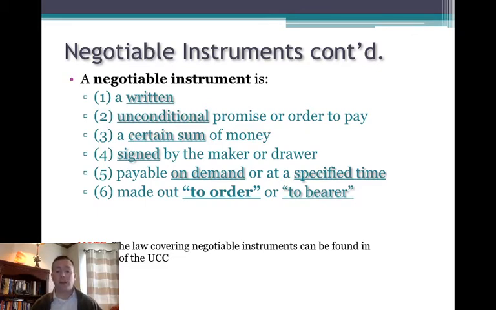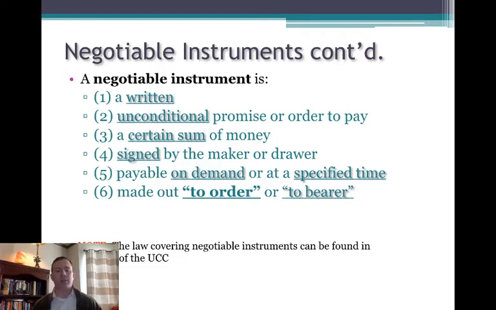Number three, the amount of money has to be certain, so it has to be a precisely defined amount of money. It has to be signed by the person who's presenting the payment. That's called the maker or the drawer, depending on whether we're talking about a note or a draft. And then it has to be payable on demand, at the time that I give you the instrument, or at a specified time. It could be later, but we have to know the date for certain so that we have the guarantee that we'll get the cash.